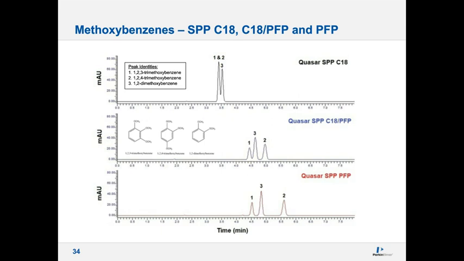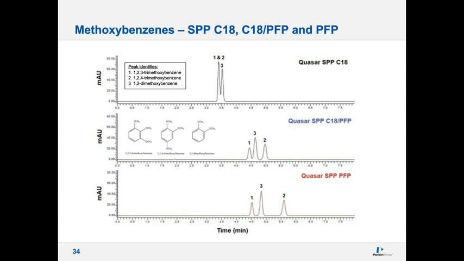The same analysis performed on the Quasar SPP PFP phase demonstrates further changes with excellent separation and baseline resolution between all compounds. The same elution order as the C18 PFP phase was observed, and it may also be possible to use a 100 mm column instead of a 150 mm column to reduce the runtime and also reduce the dead time at the beginning. So it's evident from this demonstrated application that switching from a C18 to another phase chemistry, such as a PFP or a C18 PFP, can provide alternative selectivity for closely related compounds.